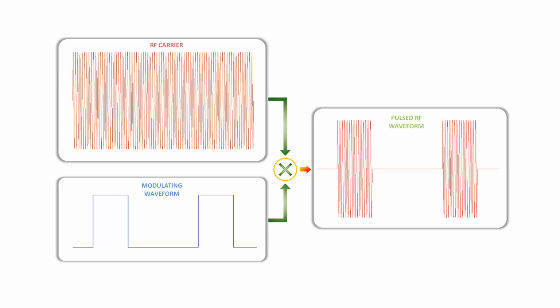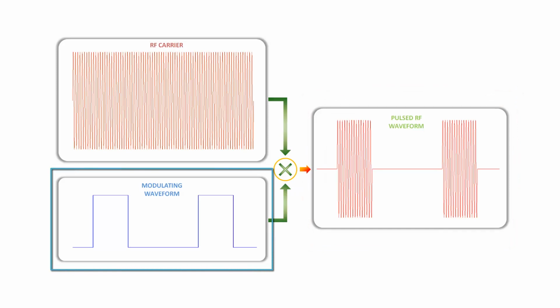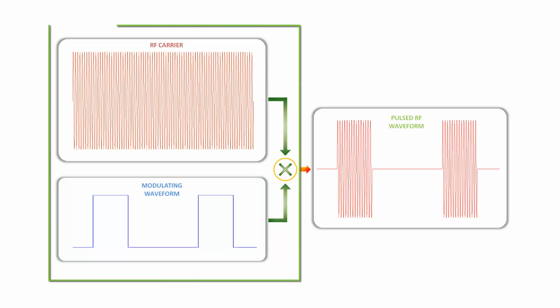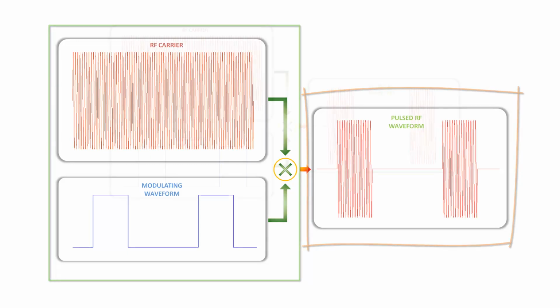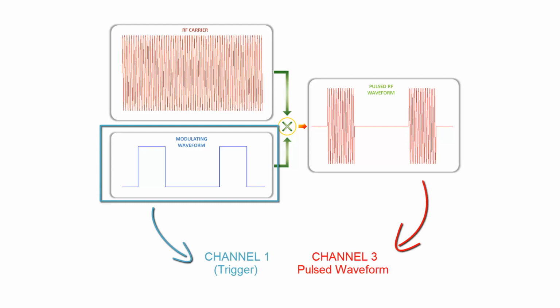What we're trying to acquire is a pulsed RF waveform. So effectively we are using a square wave with voltage levels which are typical of TTL systems. And with this square wave, we are modulating an RF signal generator, effectively turning it on and off to generate our pulsed RF signal. The very same square wave that we are using to modulate our signal generator, we will also be using as a trigger signal for our scope.